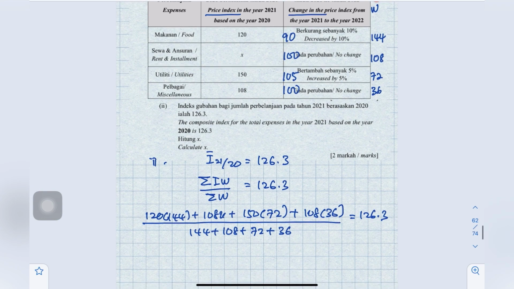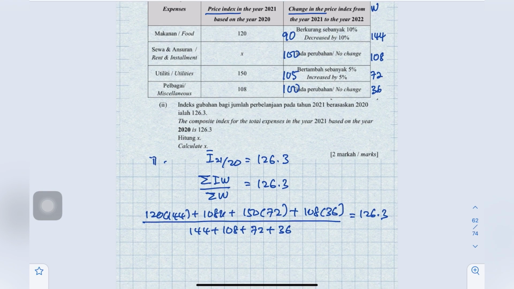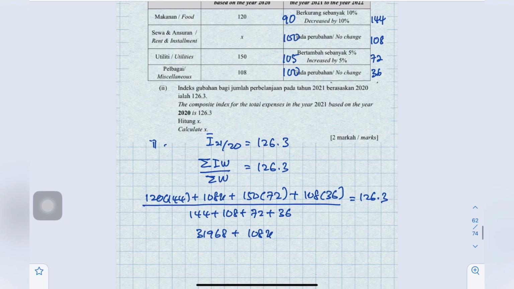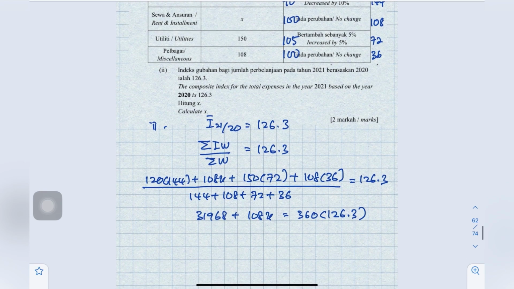Then you all settle this, and you will get 31968 plus 108x equals the total weightage, which is actually 360, times 126.3. So later we get 108x equals 45468 minus 31968. So x equals 125.